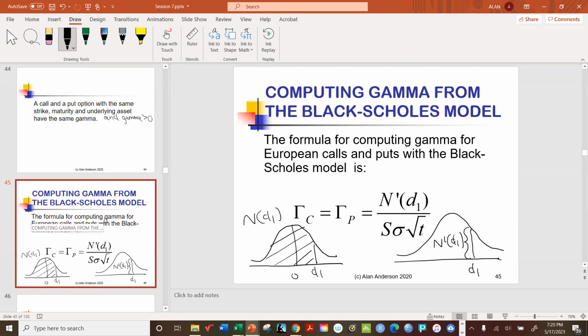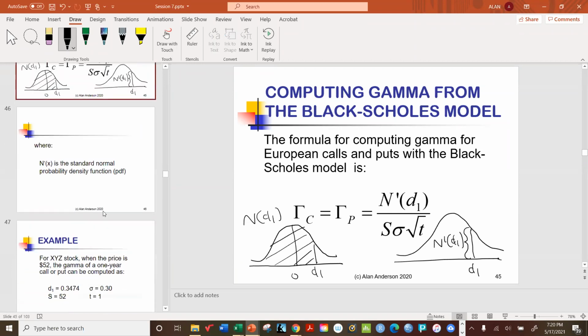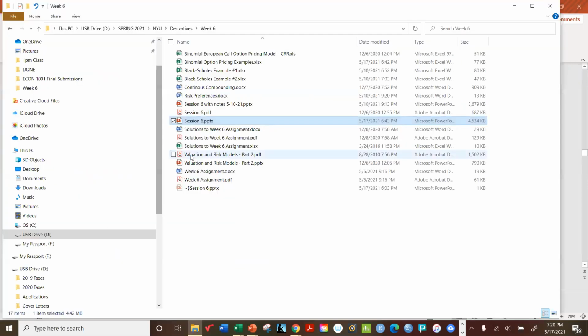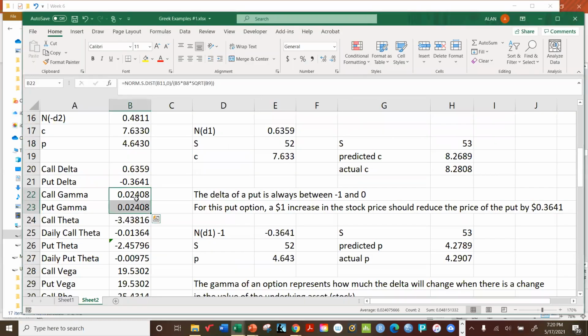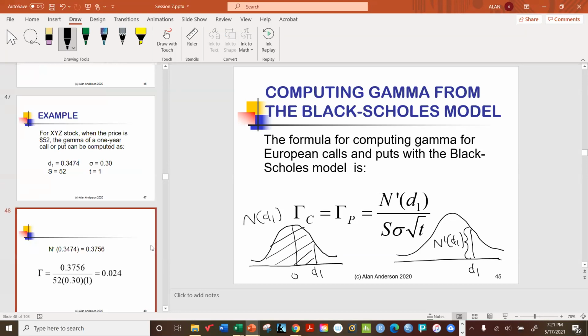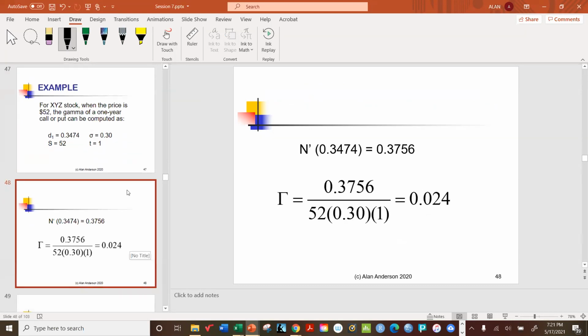And so it's easy to calculate the gamma once we know all the other information, because basically what you're doing is calculating n prime of D1 divided by the stock price, the volatility, and the square root of the time to maturity. So you saw in the spreadsheet, these are both about 0.024, and here this explains where it came from.